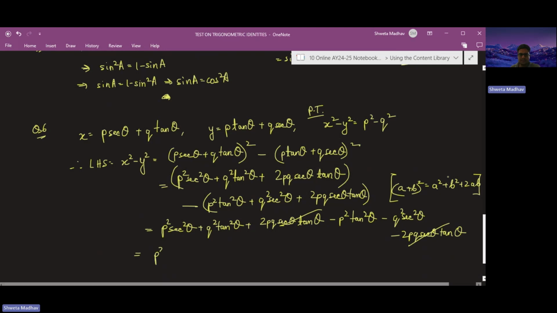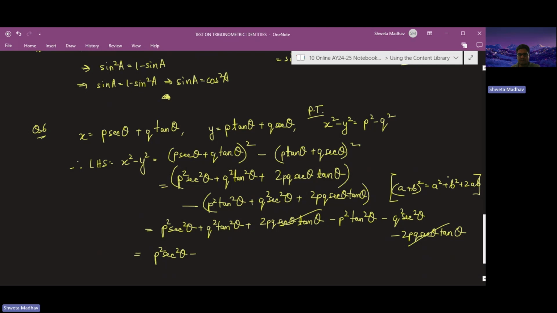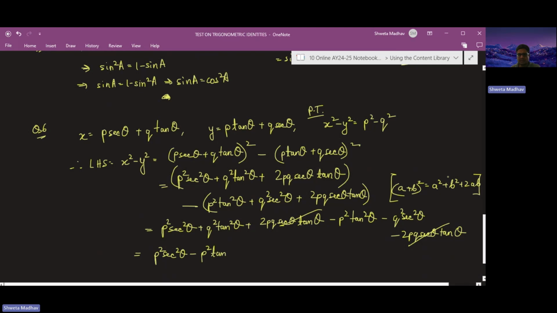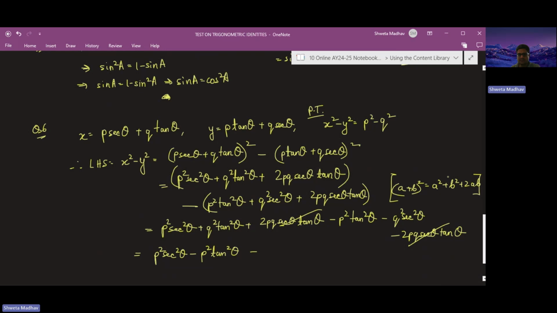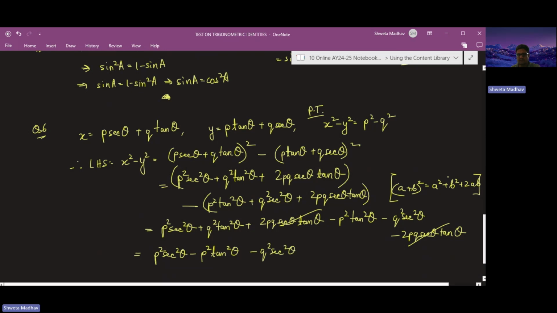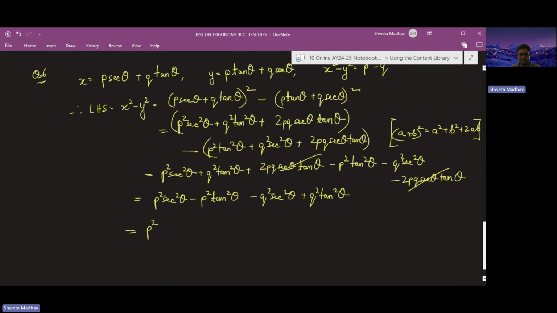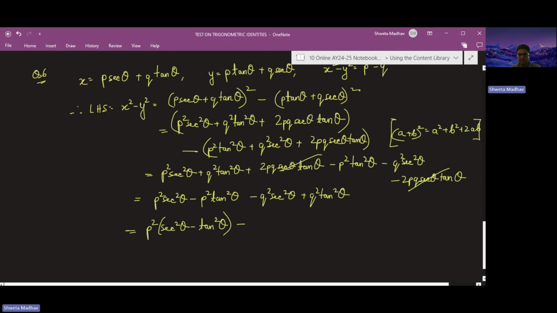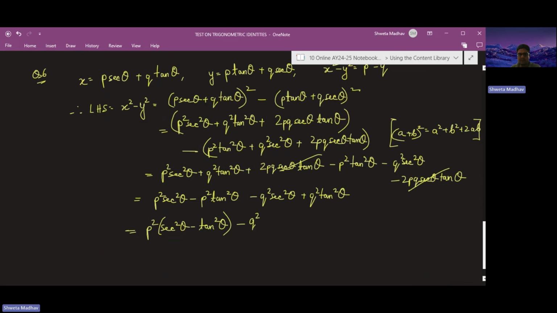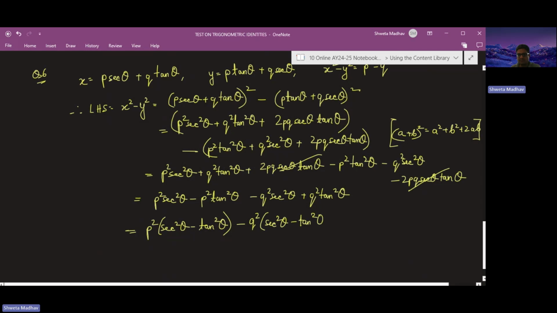And this we can write p square secant square theta minus p square tan square theta. And we have minus q square secant square theta plus q square tan square theta. Now from the first two terms, you can take p square as common and you can write p square into secant square theta minus tan square theta. And from the last two terms, you can take minus q square as common, and then we will have minus q square into secant square theta minus tan square theta.